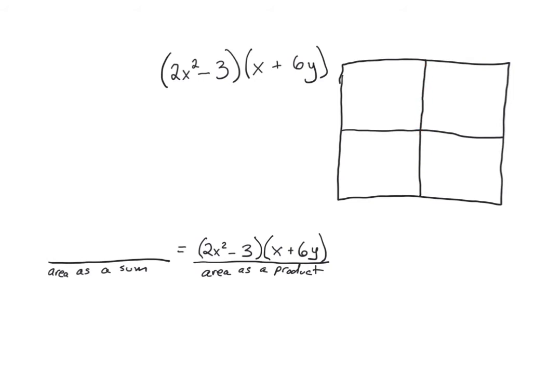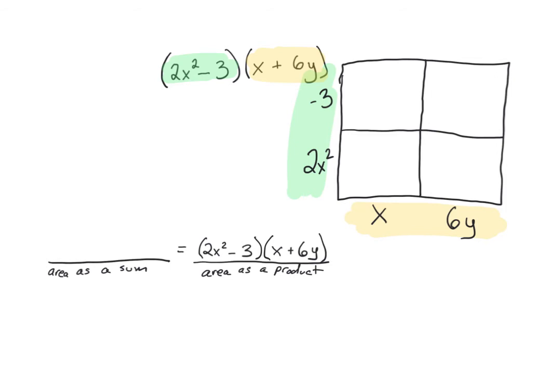Now I'm going to take each term from my first binomial and make that the components of the height. So 2x squared minus 3. I'll do the same thing with my second binomial and make those terms the components of the base. So x plus 6y. Notice that the terms inside one set of parentheses stay together on one side of the area model.